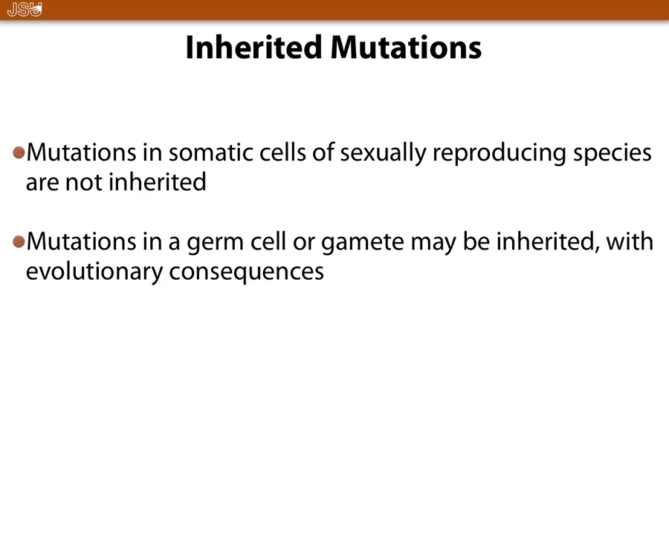Finally, an important point here is mutations. The only way a mutation can be inherited is if it happens in the germ tissue or your gametes. Okay, you get skin cancer, you don't pass skin cancer on to your children. Now you may pass the tendency for skin cancer on, that's one thing. But if you go out in the sun too much, you don't pass that on.